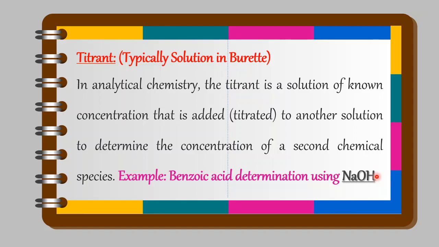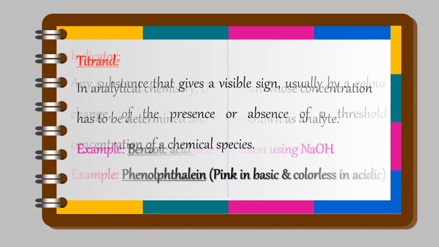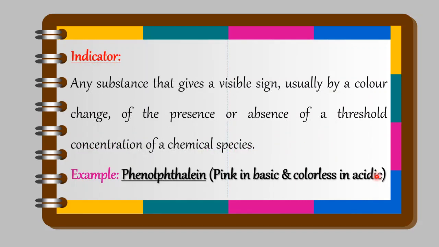So next to that, what is a titrant? Again in analytical chemistry, it is the solution whose concentration has to be determined, like benzoic acid. How much benzoic acid is present in the liquid? If you want to determine it, we will say that benzoic acid is the titrant, and that will be determined against NaOH.